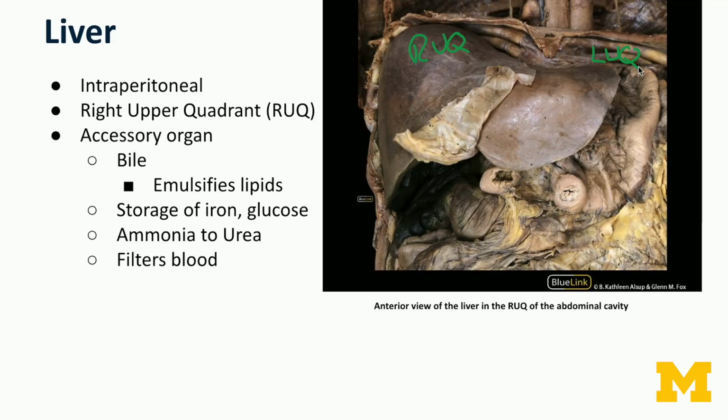The liver is also important for sequestering iron and glucose, as well as converting ammonia to urea, and the dynamic filtering of blood, where it gives the kidneys a boost as well in their functions.